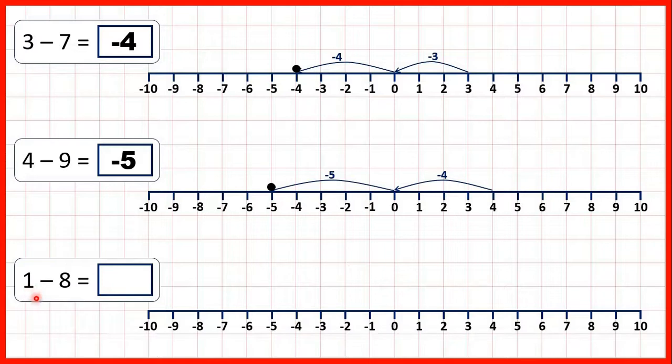Now we have 1 minus 8. So we can start at 1 and count back 1, 2, 3, 4, 5, 6, 7, 8. So we get to minus 7.